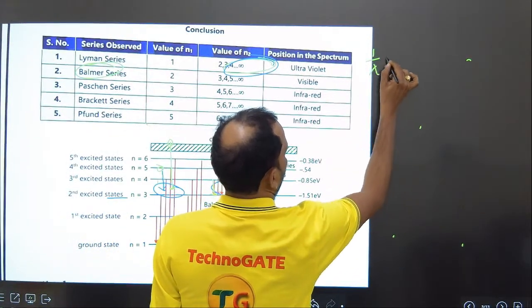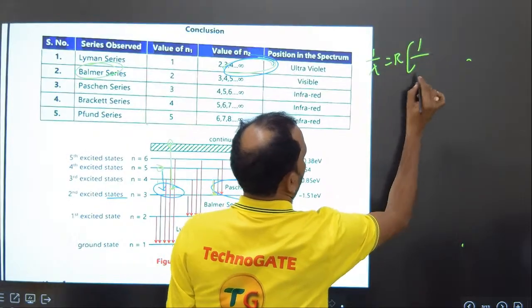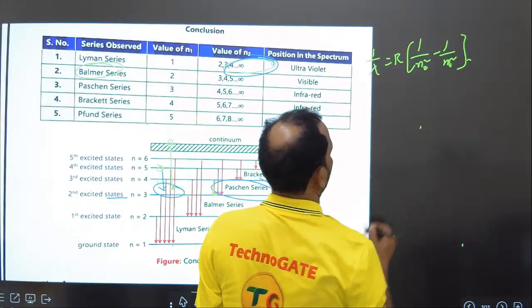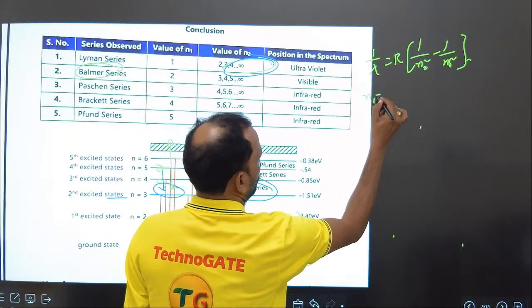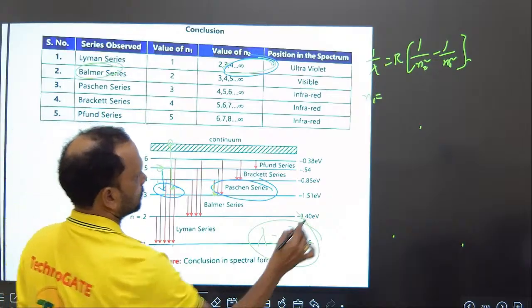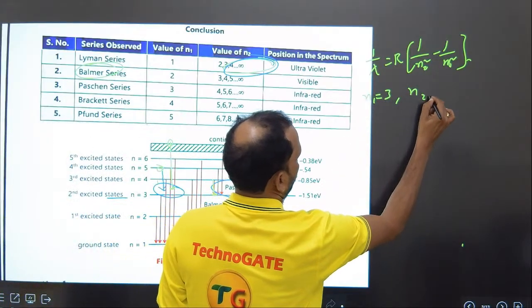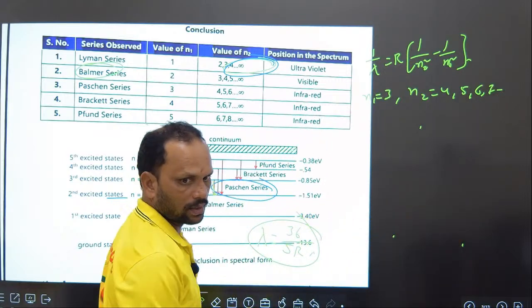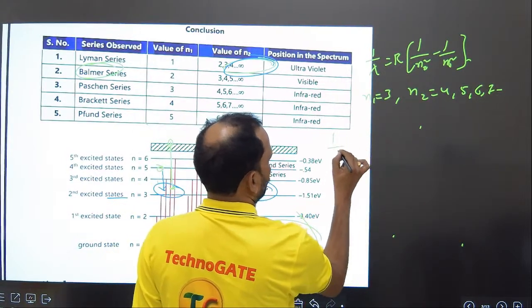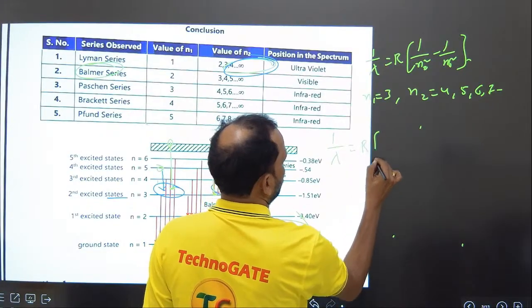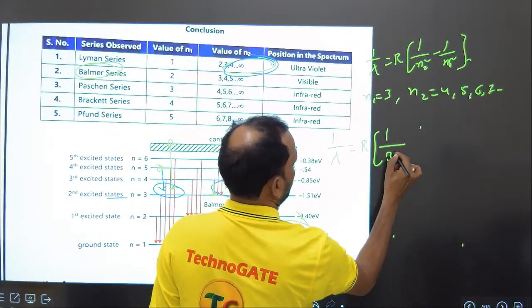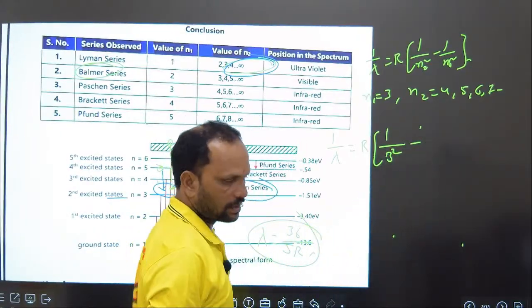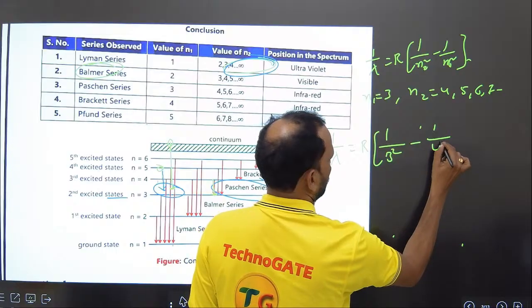1 by lambda is equal to R into 1 by n2 square minus 1 by n1 square. Right. Here n1 is equal to 3, and n2 is from 4, 5, 6, 7 and so on. 1 by lambda is equal to R into 1 by 3 square minus 1 by 4 square, the minimum.